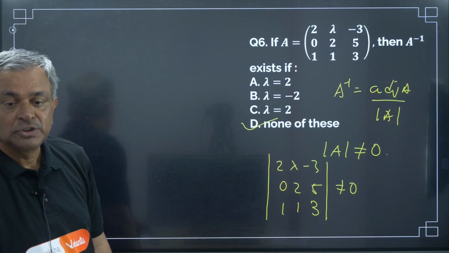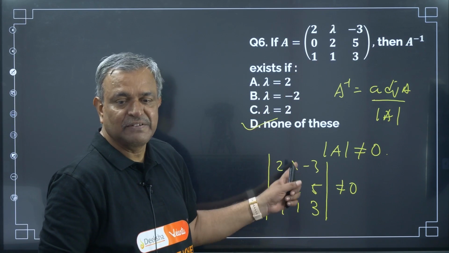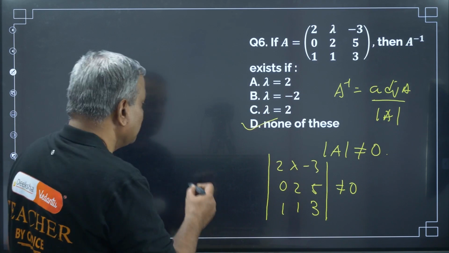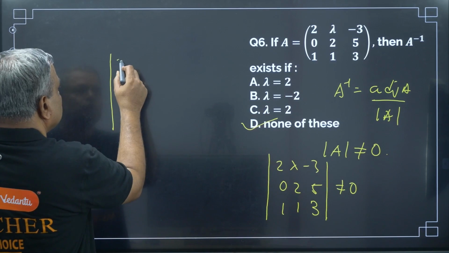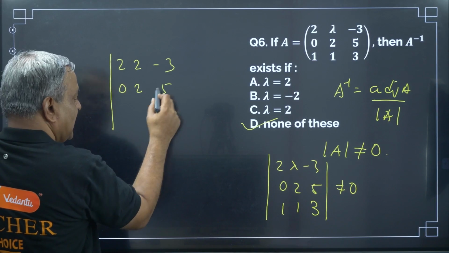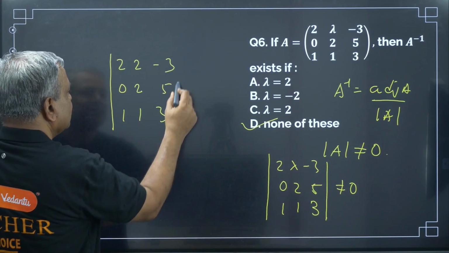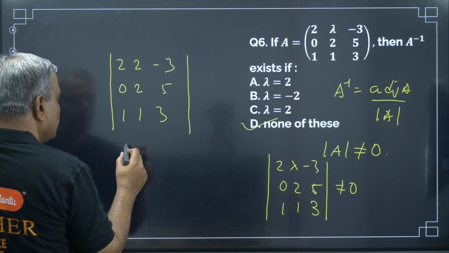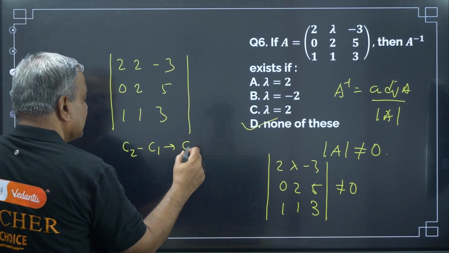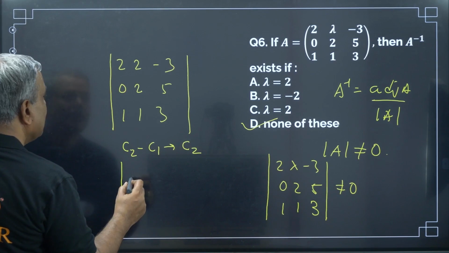Clear? Simple logic. Keep on putting the value of lambda. Suppose you put lambda is equal to 2, what is happening? So 2, 2 minus 3, 0, 2 and 5, 1, 1 and 3. So you do C2 minus C1, write in C2.